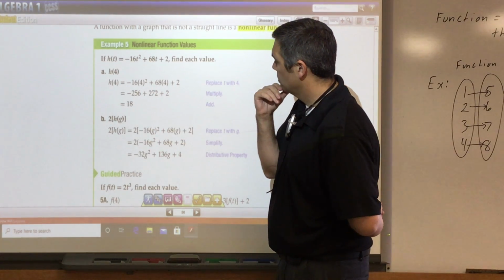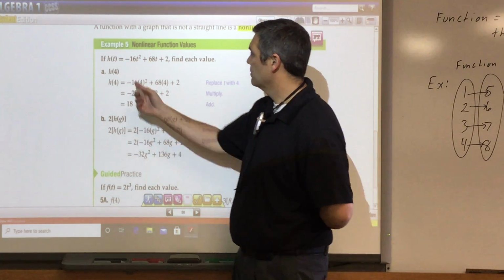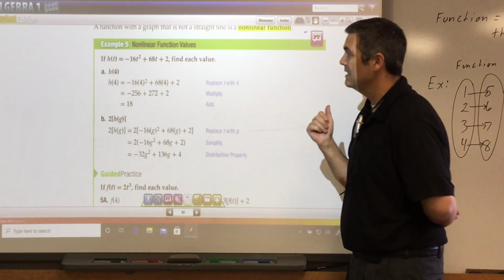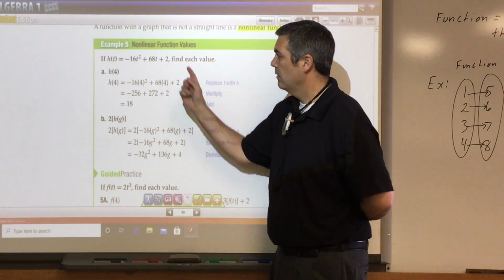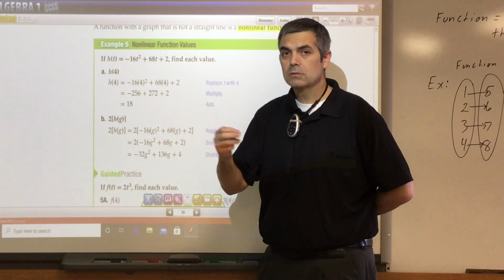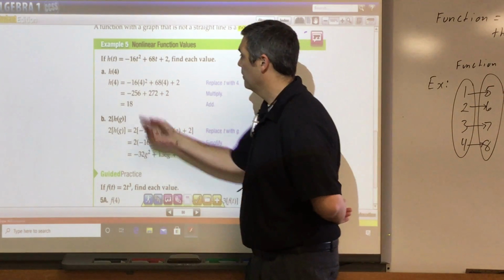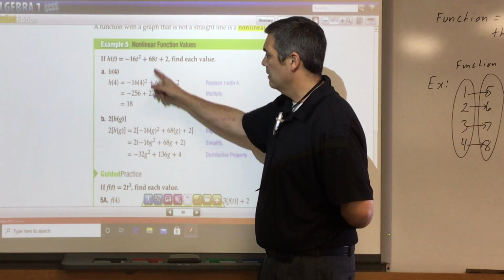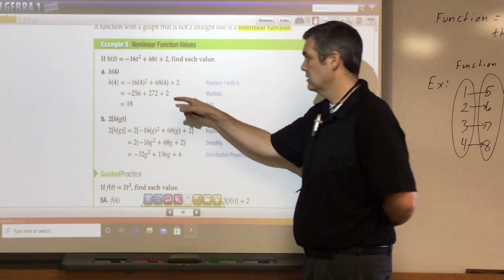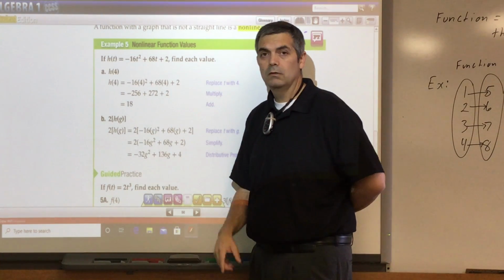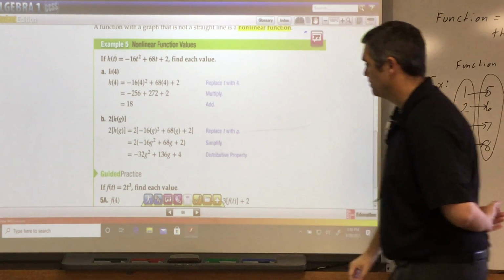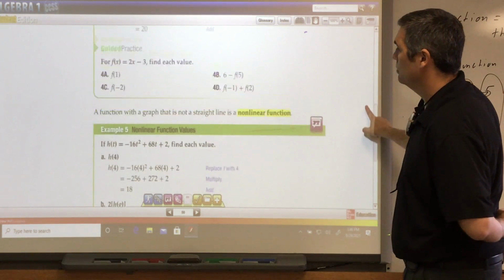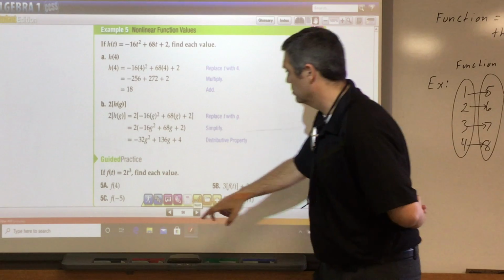Sometimes what they'll do is something like this. If h of t equals negative 16t squared plus 68t plus 2, find each value. If they do this, it's fine. You just have to substitute in more than one spot. It's not a big deal. They give you h of 4, take the 4, substitute it in for the t and the t. That's what they did right here. And then they solved until they got down to one number. That's all it is. Okay. Don't make this overcomplicated. This really is just substitution.